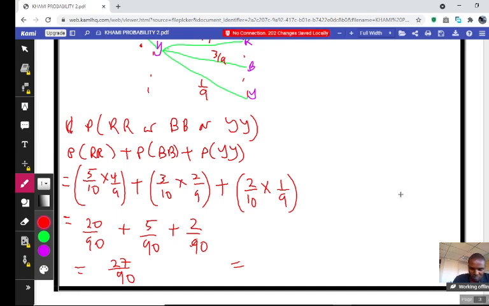27 over 90. You can use your calculator, or you can just divide by 9 in this case. 9 into 27 is 3. 9 into 90 is 10. So your answer will be 3 over 10. Even if you say 0.3, it's still the same, right? Please don't worry about that one. It will still be the same. Take note of that.